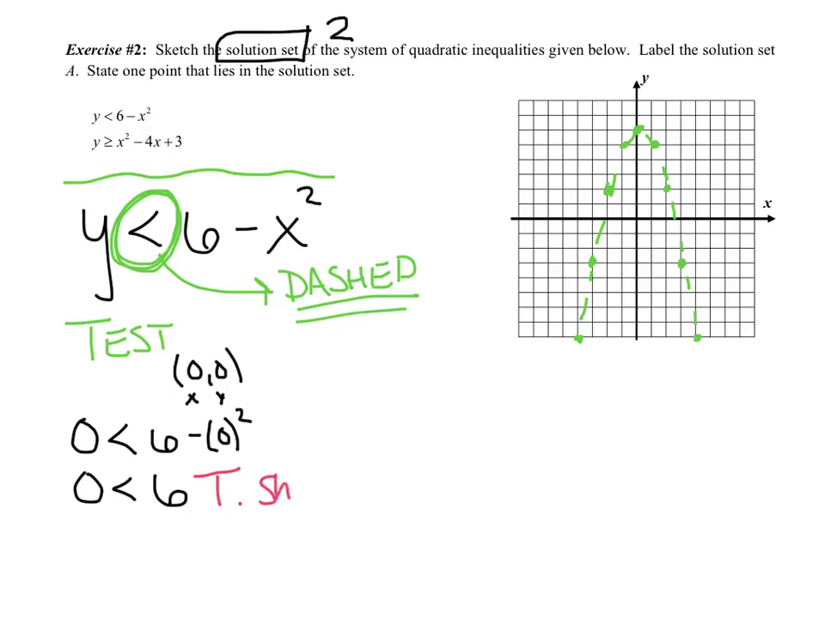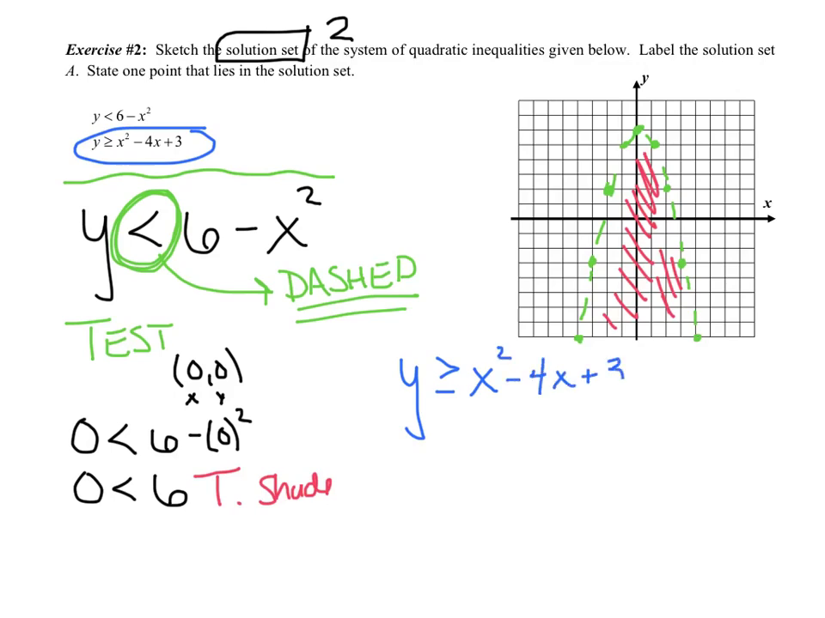And remember, you shade where it's true. So 0, 0 is here. I'm going to shade that section in. And again, if you have colors, this is what makes it very handy. I would do my next example in a different color. So remember, this is a system, so I'm putting 2 on one graph. So now we'll take that second equation. y is greater than or equal to x squared minus 4x plus 3.